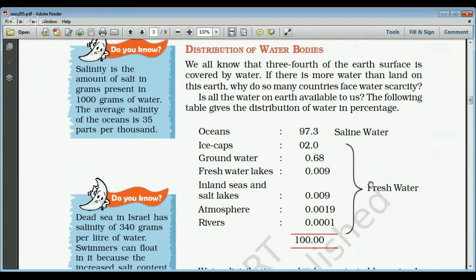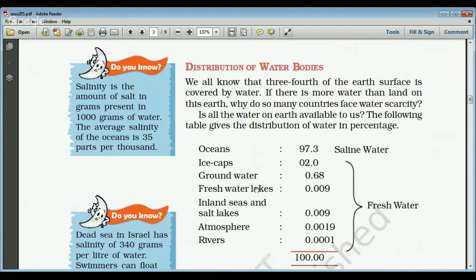So mostly, if you see, out of 100% water, only 0.07% water is available for humankind, and that is why it is said that in spite of being a blue planet, in spite of having a large amount of water, the earth is still suffering from scarcity of water in various parts.